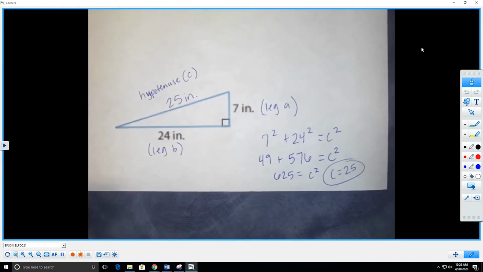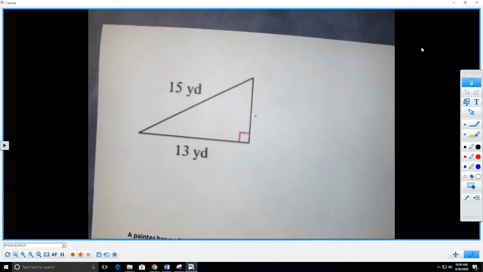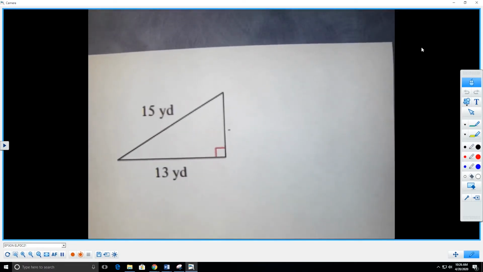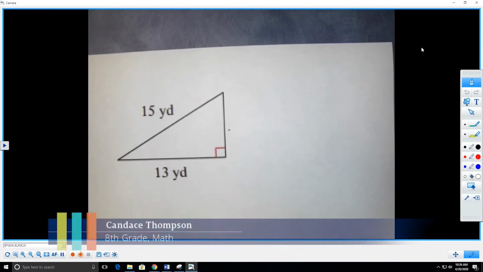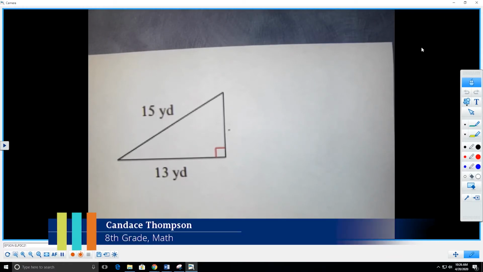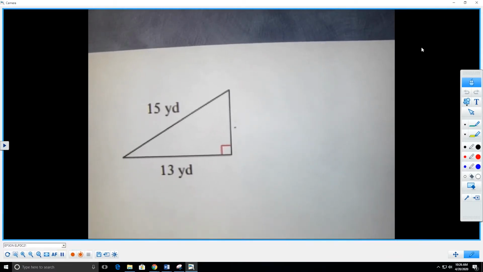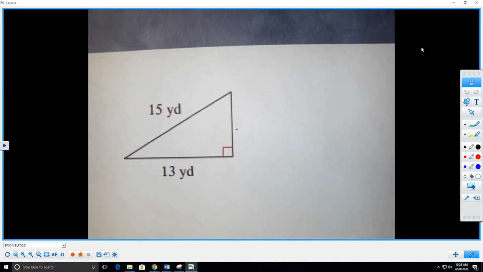Now let's try another example. Sketch this model and label it with me. Which side is missing this time, the hypotenuse or a leg? If you said leg, you are absolutely correct. Remember, this missing leg can be labeled as a or b. Which measurement is the hypotenuse? If you said 15, you are correct again. It is the side opposite the right angle.